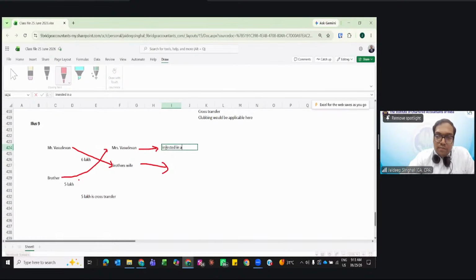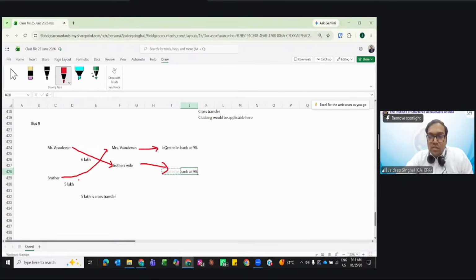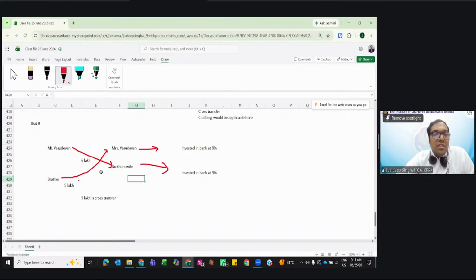Invested in bank at 9%. Clear? Now, ideally, both have saved the taxes. If this will not be treated as cross transfer, both have saved the taxes on the 9%. Let's suppose wives have no income. Then both have saved the taxes.